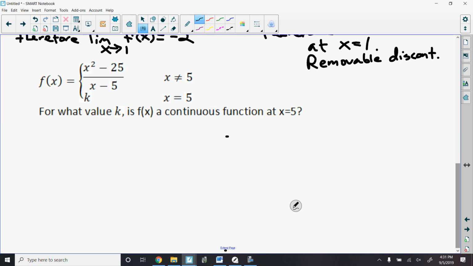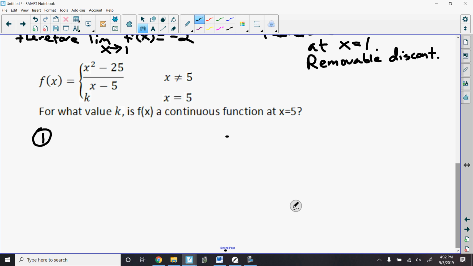So it says, for what value k is f of x a continuous function at x equals 5? So now I'm figuring out, okay, what could k be? So f is continuous at x equals 5. Well, for f to be continuous at x equals 5, first off, the limit must exist. Now, this piecewise doesn't have a different function for x less than 5 or x greater than 5. It just has a function for x doesn't equal 5. Okay? So that top function, x squared minus 25 over x minus 5, that's going to be both our left side and our right side. So I don't have to do a left-hand, right-hand limit here. I just have to do the limit as x goes to 5 first off to figure out what that is.